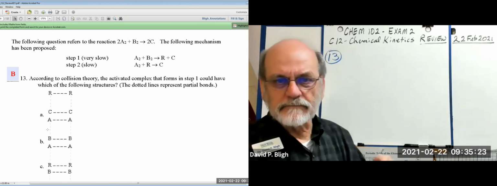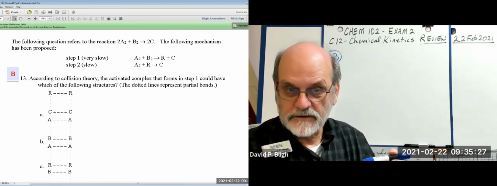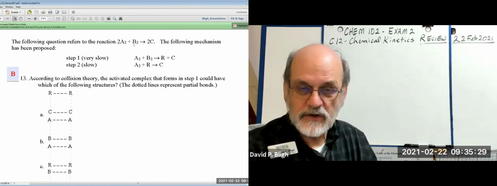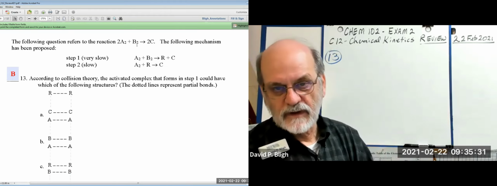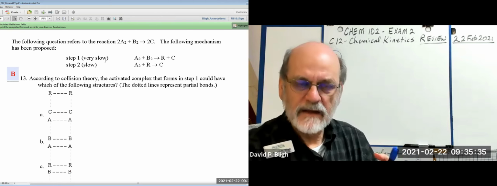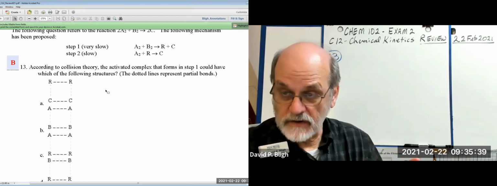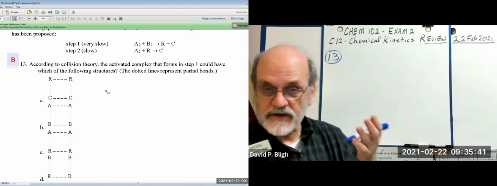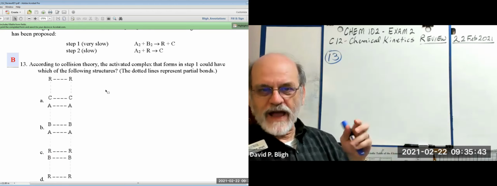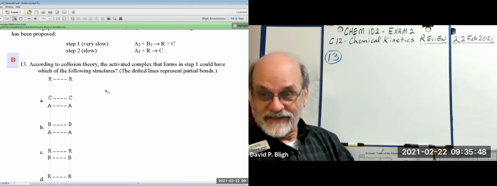So for 13, we have this similar reaction we saw earlier. 2A2 plus B2 yields 2C. And there's your mechanisms. Okay? So the question is, according to the collision theory, right? Remember, the collision theory says that in order for a reaction to occur, there must be a collision between reactants. They have to come together.